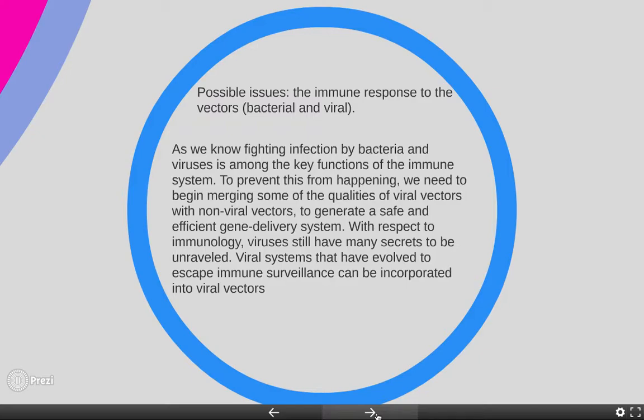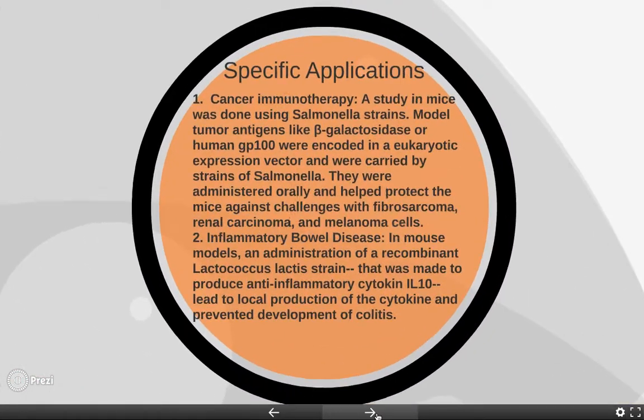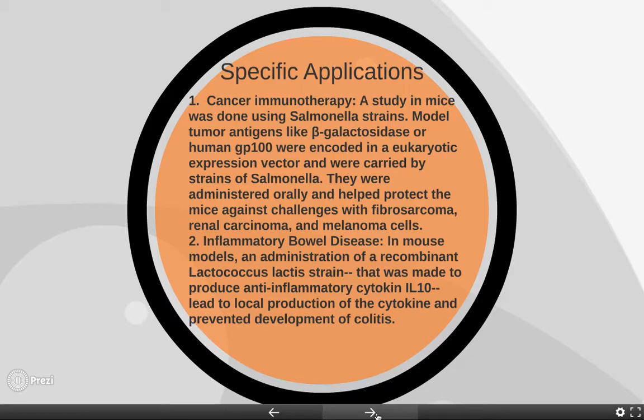With respect to immunology, viruses still have many secrets to be unraveled. Viral systems that have evolved to escape immune surveillance can be incorporated into viral vectors. So what are some ways this is actually being used?